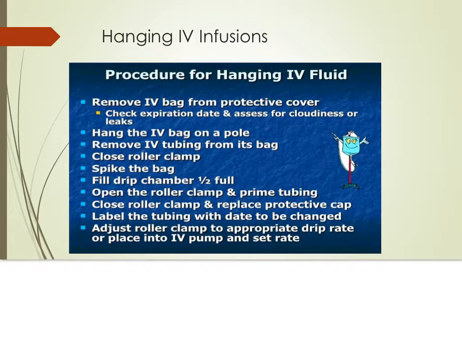Open the roller clamp and prime the tubing. Close the roller clamp and replace the protective cap. Label the tubing with date to be changed. Adjust roller clamp to appropriate drip rate or place into IV pump and set rate.